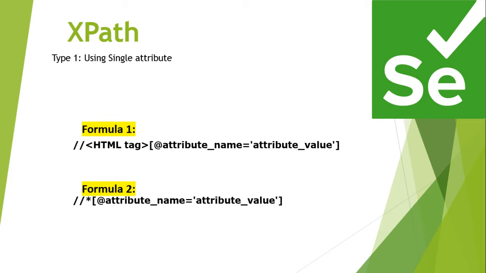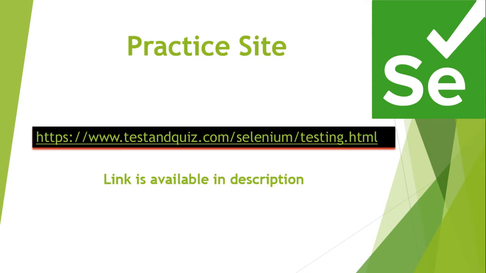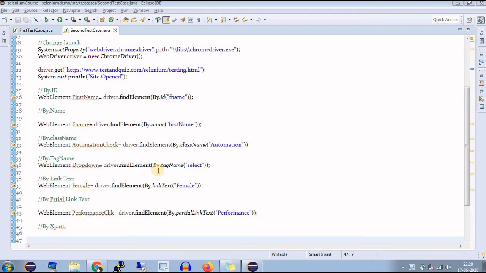So for practice we are using the same website, that is www.testandquiz.com seleniumtesting.html. Also the link is available in the description. Okay, so this was our code we used in the prior video, that is the second test case.java file. We learned how to construct the web locator using id, name, class name, tag name, link text, partial text, and the remaining was XPath and CSS. So now we are going to see that XPath part.